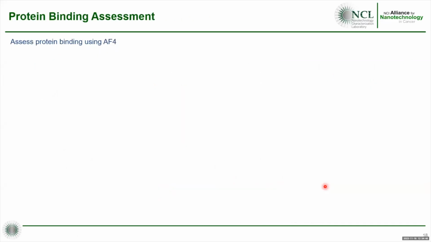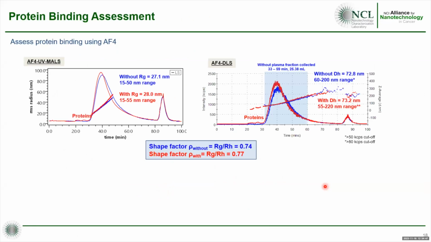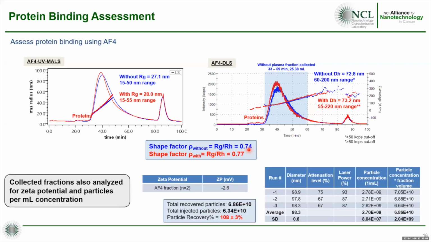And we can also use this to look at protein binding assessment. So we can incubate the samples with and without human plasma, run AF4. AF4 can separate the free unbound proteins. And we can then look at what happens before and after incubation with human plasma and calculate the shape factor to qualitatively assess protein binding. So in this case, there is none because these factors are roughly the same. We can also collect fractions, as shown up here, and do offline analysis to look at particle per mole concentration as well as zeta potential. So it's a very useful technique.